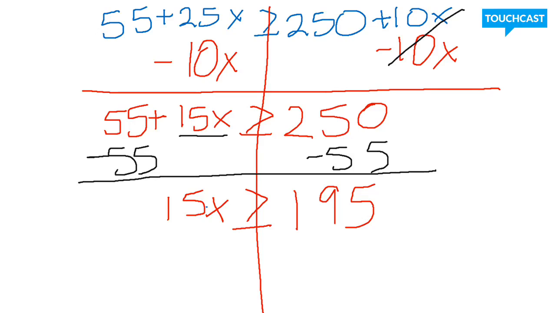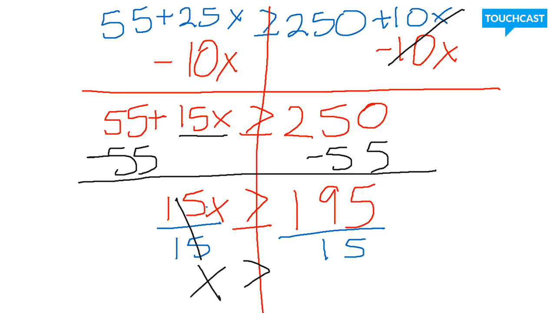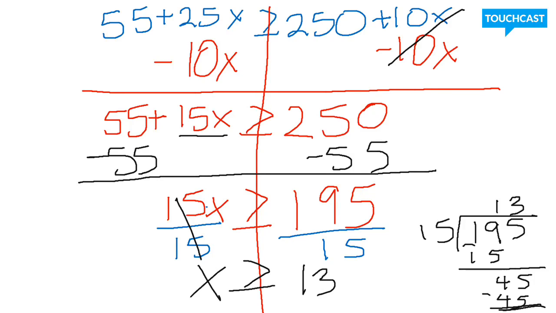So you should probably be seeing how this is very similar to multi-step equations. And now we just have inequalities. So right here we're going to divide 15x divided by 15 to get the x by itself is greater than or equal to 195 divided by 15. So we're left with x is greater than or equal to 13.